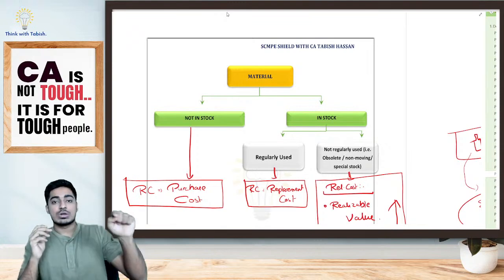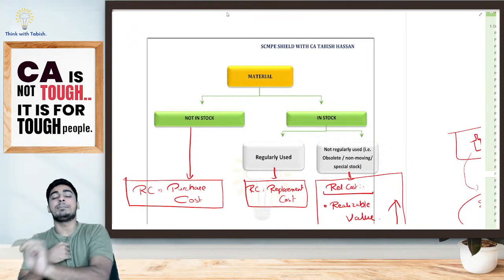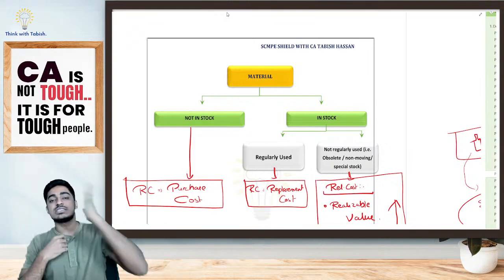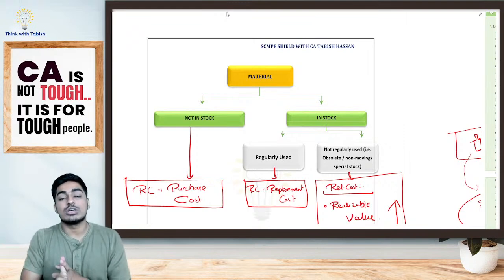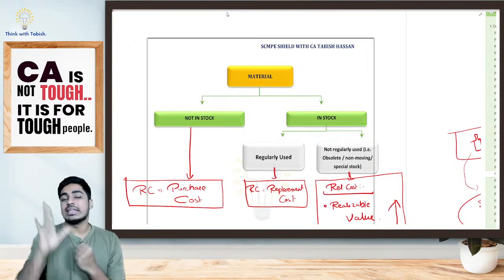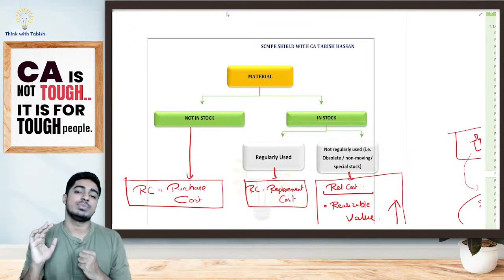What I need to do? Because it is regularly used, I need to replace the raw material. So replacement cost is going to be relevant. Raw material is in stock and it is regularly used. Replacement cost is going to be relevant.